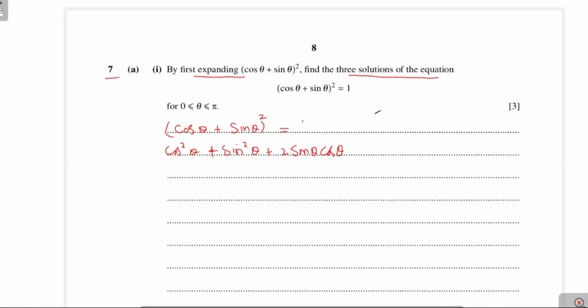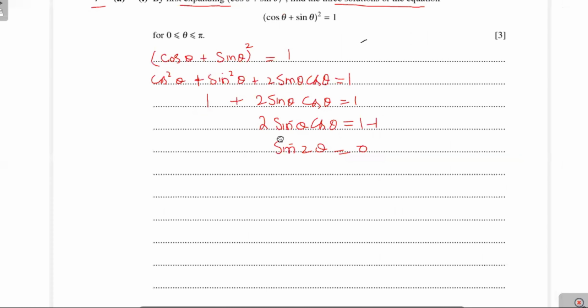Now the 1 is written as it is. Now you can write cos square theta plus sine square theta equal to 1, and 1 plus 2 sine theta cos theta equal to 1. Therefore 2 sine theta cos theta equal to 1 minus 1, which is 0, and 2 sine theta cos theta we write as sine 2 theta equal to 0.